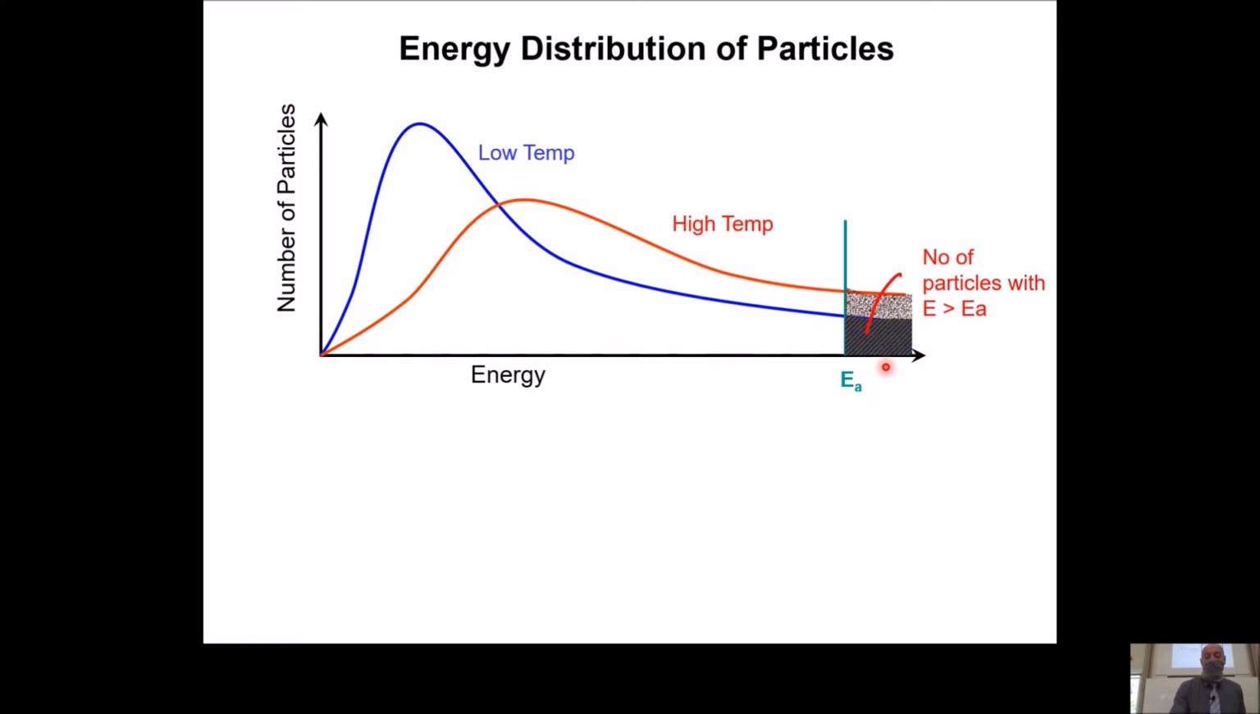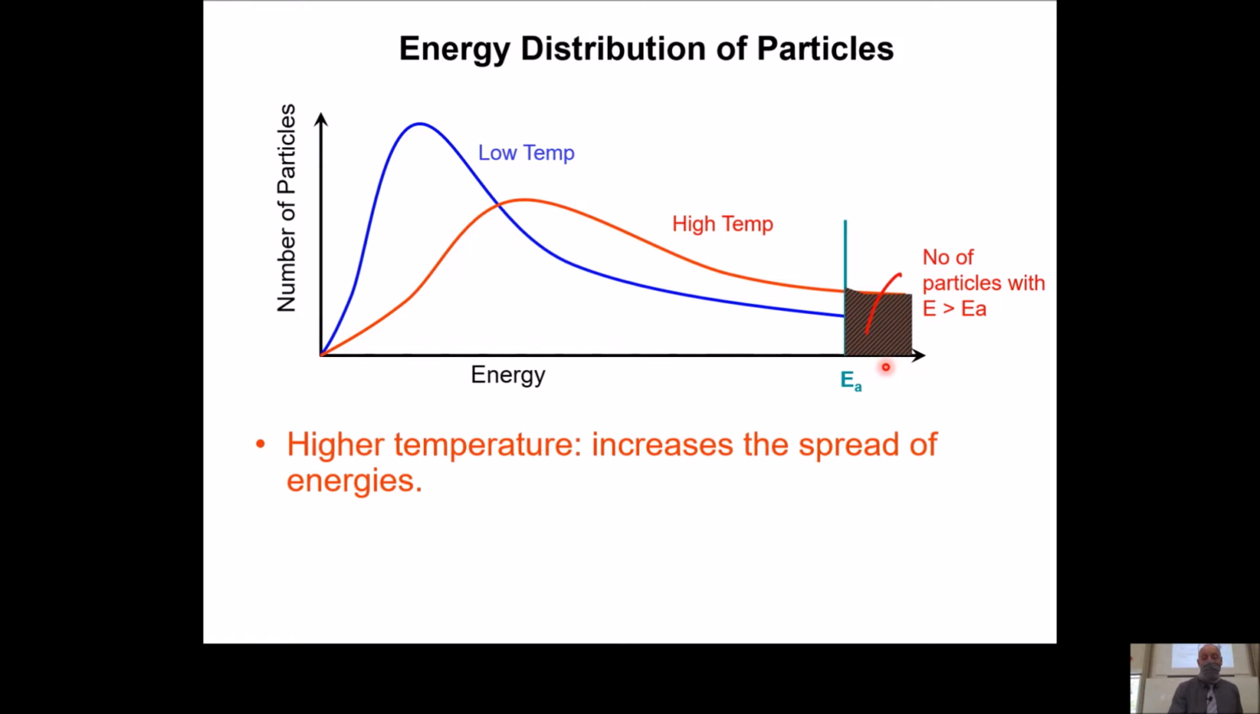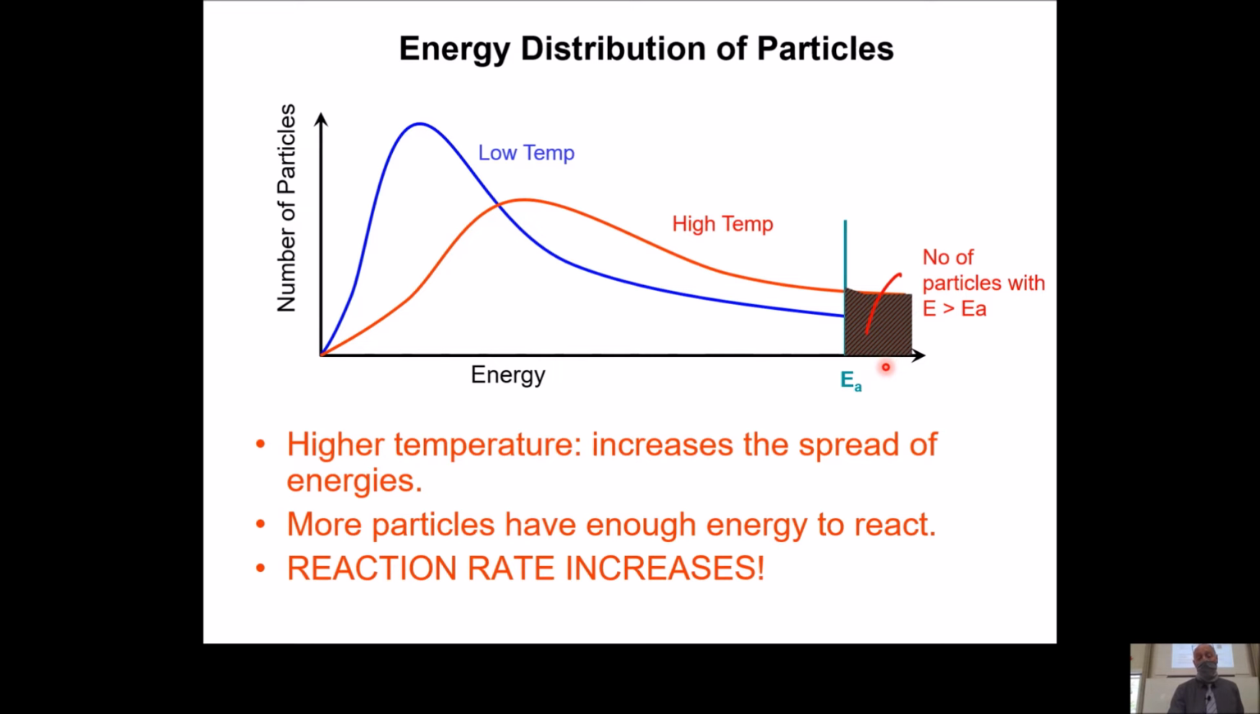So that's one of the things you can see from this graph. Higher temperature increases the spread of energies, more particles have enough energy to react, and therefore the reaction rate increases. So this is the kind of thing we expect you to be able to explain in an exam. And you've got to relate it down to the rate of successful collisions. Notice it's not the number of successful collisions. It's the number of successful collisions per second.